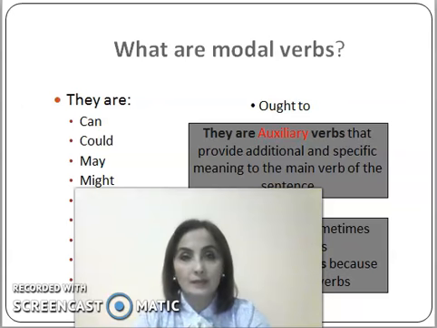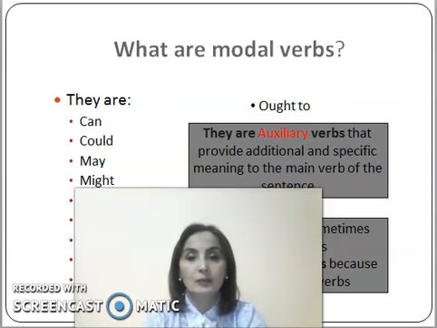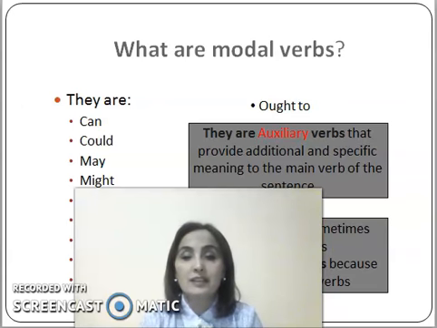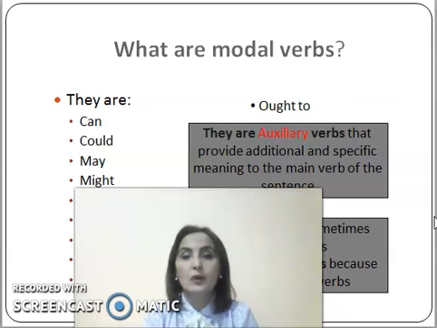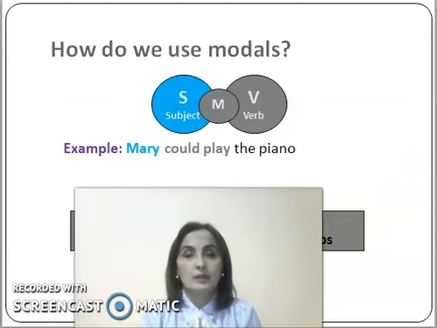What are modal verbs? They are can, could, may, might, must, shall, should, will, would, and ought to, also one of the equivalents of a modal verb. So they are auxiliary verbs that provide additional and specific meaning to the main verb of the sentence. Modal verbs are sometimes referred to as modal auxiliary verbs because they help other verbs. So how do we use modal verbs?